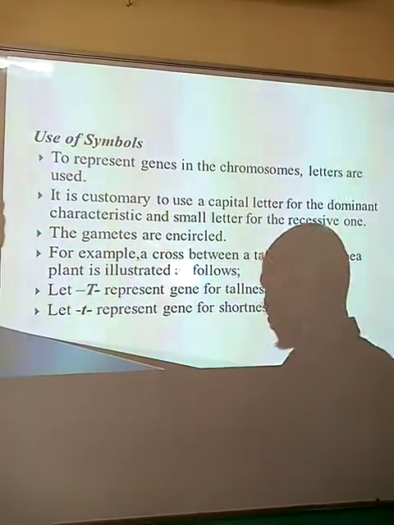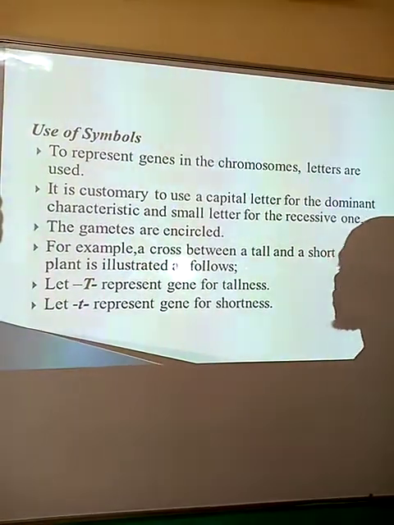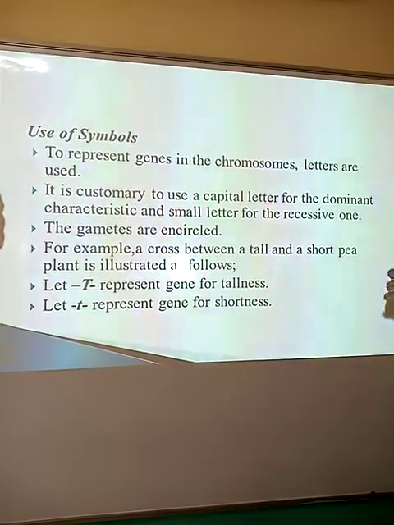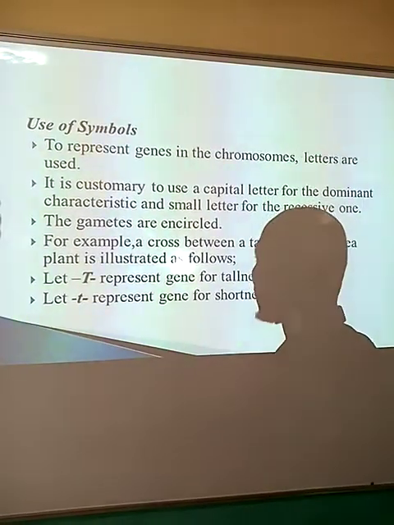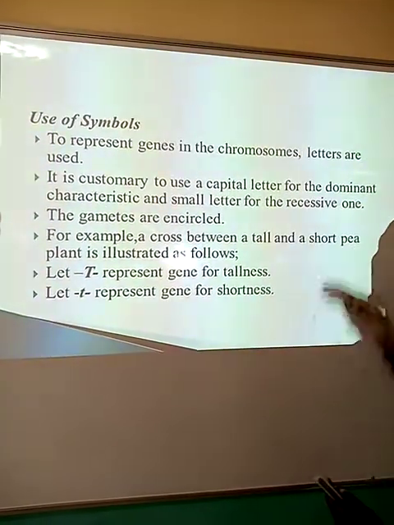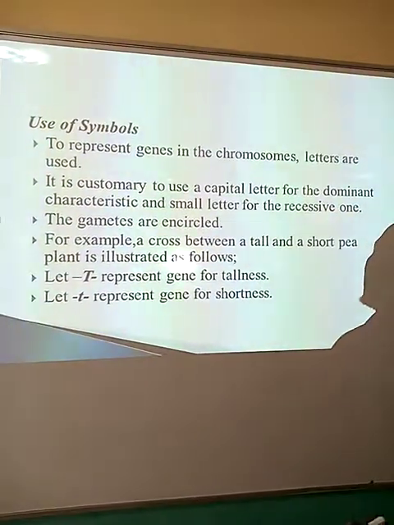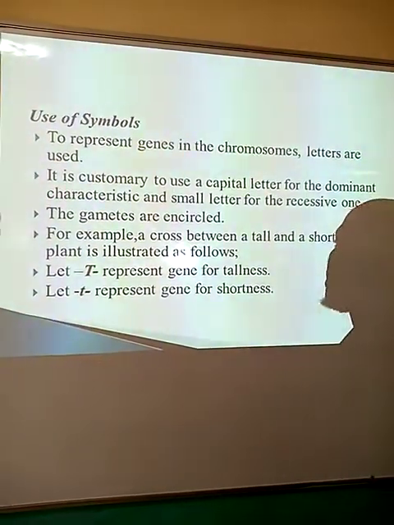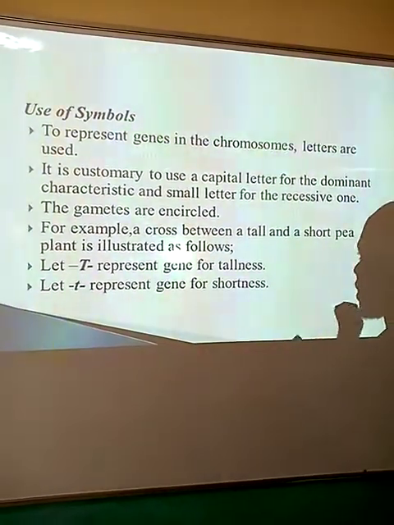are always used, depending on whether it is complete dominance or incomplete dominance, or rather codominance. It is customary, or in other words, it is known to use a capital letter for the dominant gene, characteristic, and a small letter for the recessive one. The gametes are encircled. That means that you have to use a perfect circle.